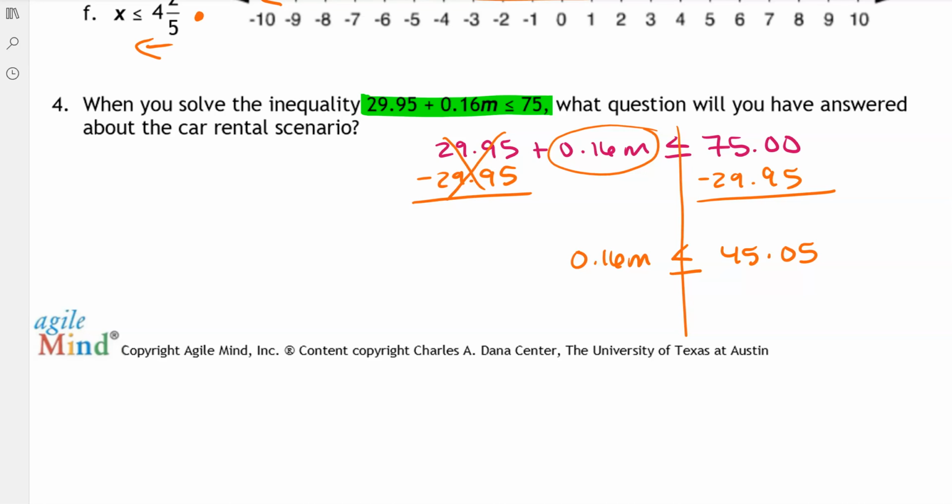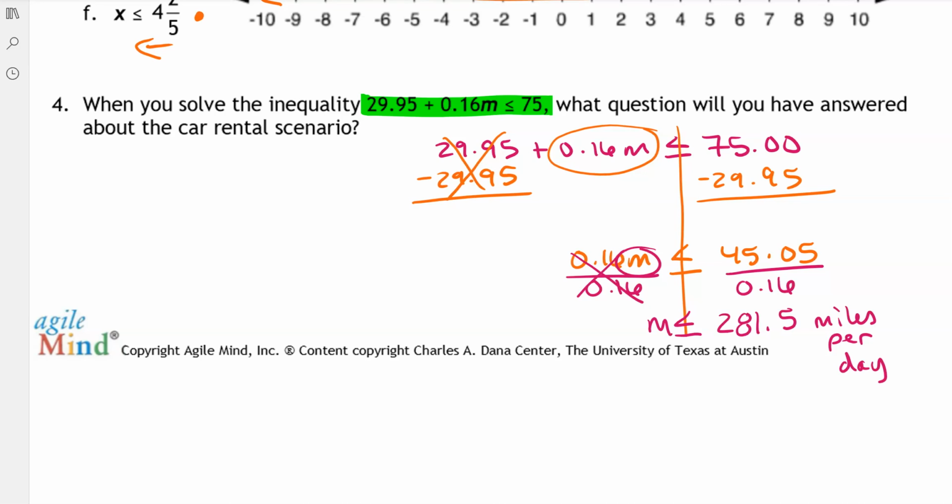Now I need to divide by 0.16. I think I said 0.6. I meant 0.16. And then this cancels out, and I'm left with m by himself. m is less than or equal to. Okay, how many miles can we drive here? 281.5. Oh, not there. 281.5 miles per day. Oops, sorry. Writing cursive, not supposed to. Per day.